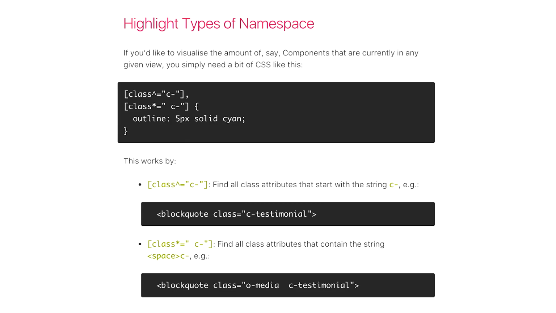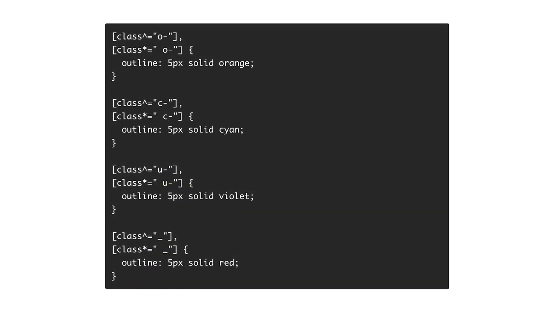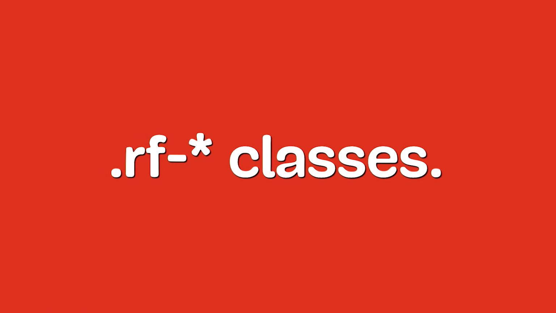And as Harry Roberts wrote in his article a while back, you can even highlight types of namespaces once you have them. So you can say, show me all components on that page related to theming, right? Or show me all components on that page that are structural objects. So if I need to refactor something, I can see what's going on, right? Just having these kinds of classes really helps. And even better, because we are refactoring right now, we're using RF classes, where essentially the idea is, I would love to see if something has been refactored yet or not, right?